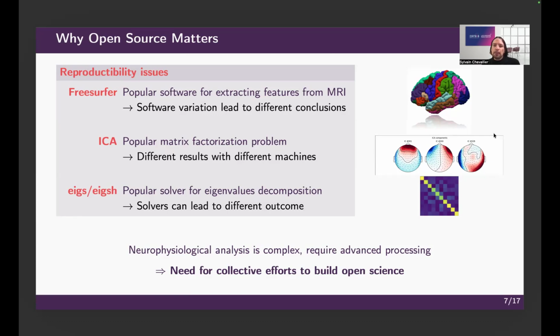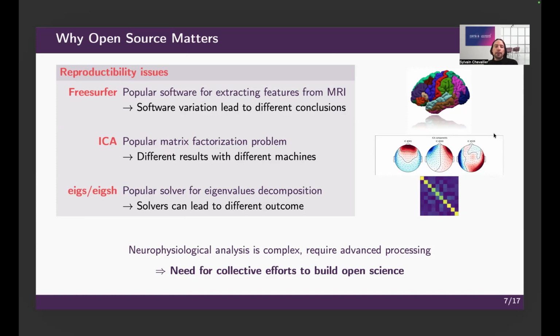It was a little bit the same kind of problem that occurred for several implementations of ICA. Some widely used implementations of independent component analysis give very different results on different machines. So it was also a very problematic issue that could only be fixed because several users and scientists were evaluating the different problems and seeing how they could solve it.